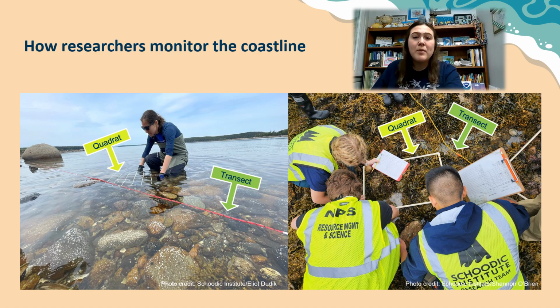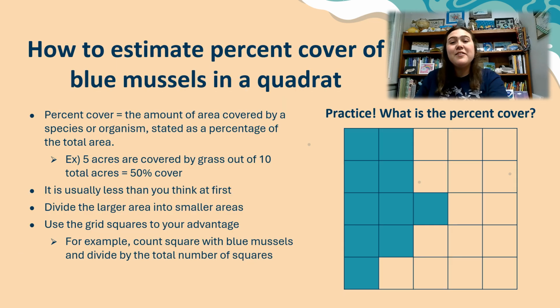Students will be shown what monitoring at an actual coastline looks like with transects and quadrats. And then they'll be introduced to one of the ways they are evaluating species, which is by using percent cover, the amount of area covered by a species or organism. They will have 3 examples to help them practice, including one with the actual quadrats they'll be using.